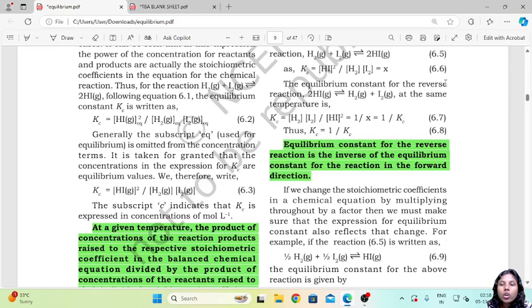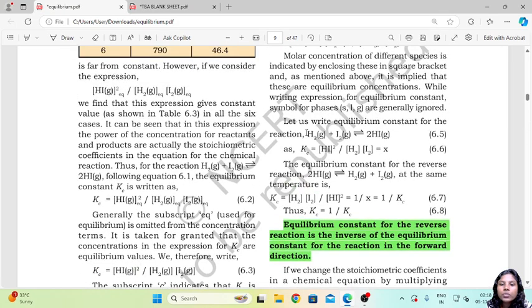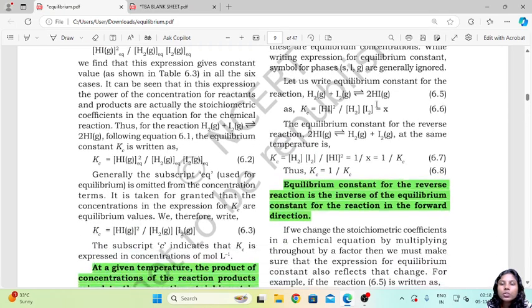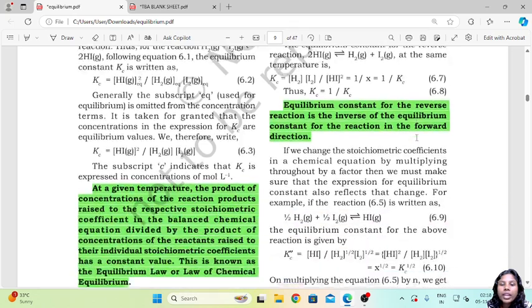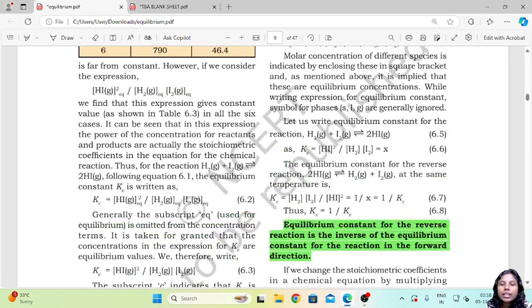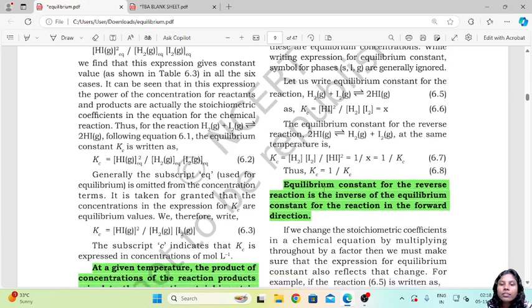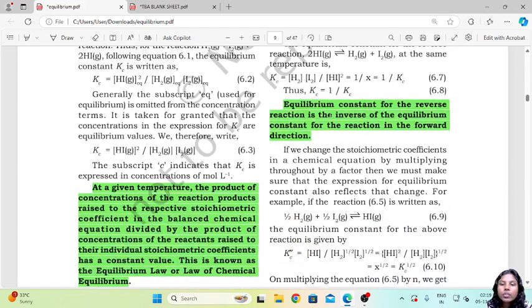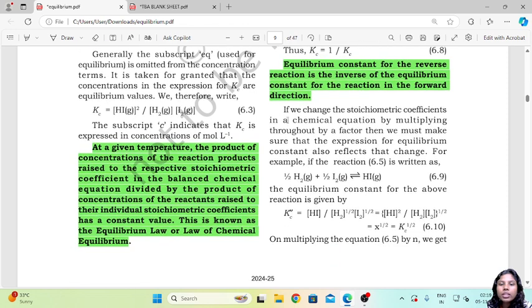So the equilibrium constant for the reverse reaction. Now if this was from reactants going to products, here we are going from products to reactants, so the entire Kc will also reverse. So here what we can say is that Kc will become the inverse of the given Kc value. The Kc value which we have got for this reverse reaction will just be the inverse of this Kc. So the equilibrium constant for the reverse reaction is the inverse of the equilibrium constant for the reaction in the forward direction.